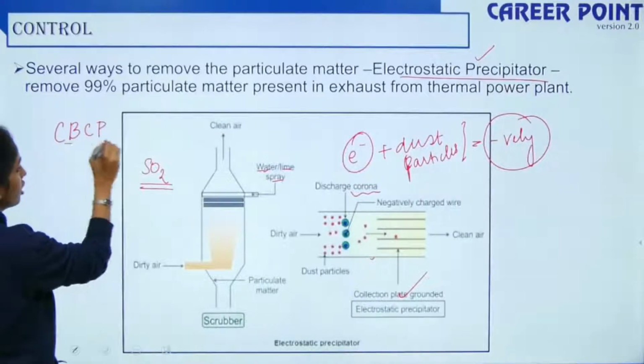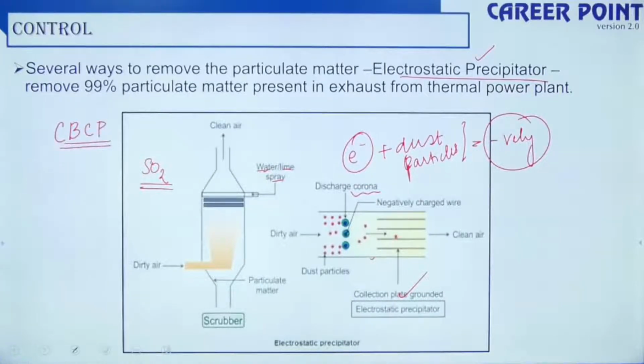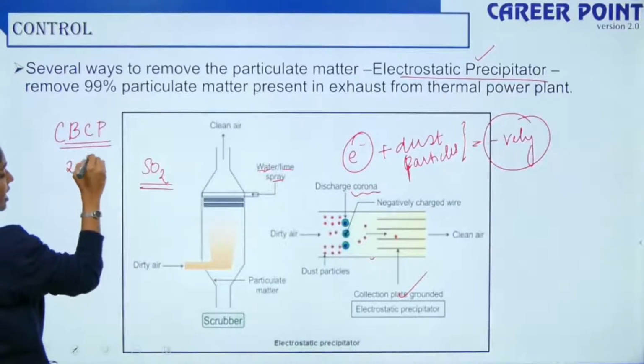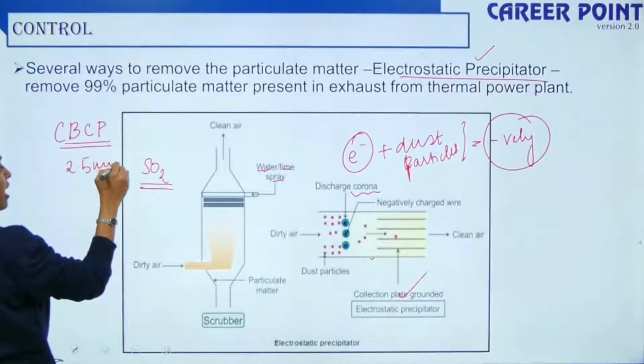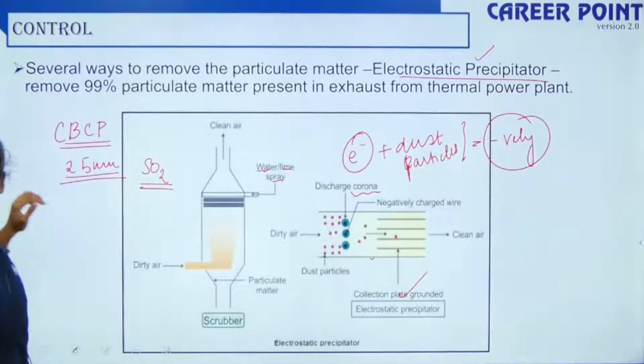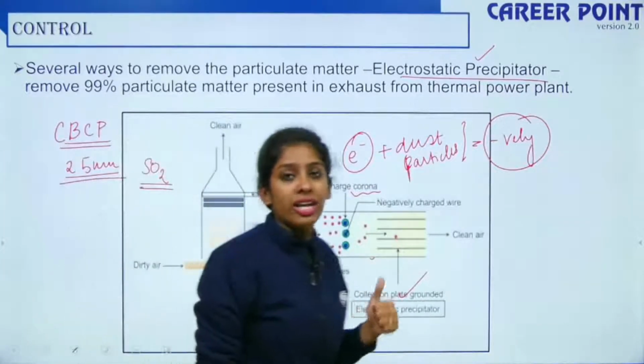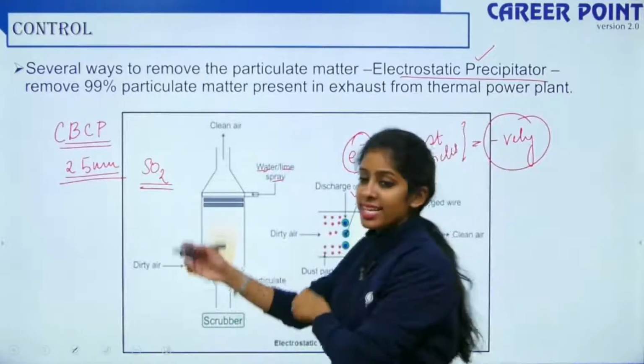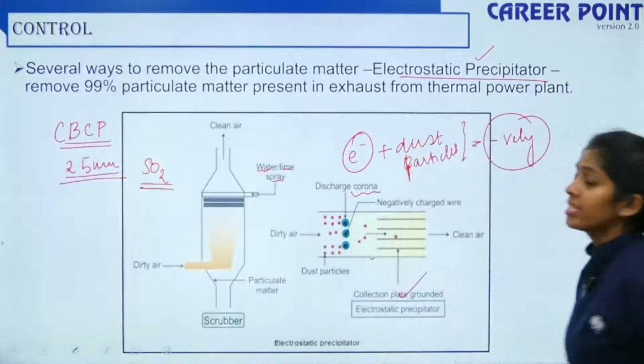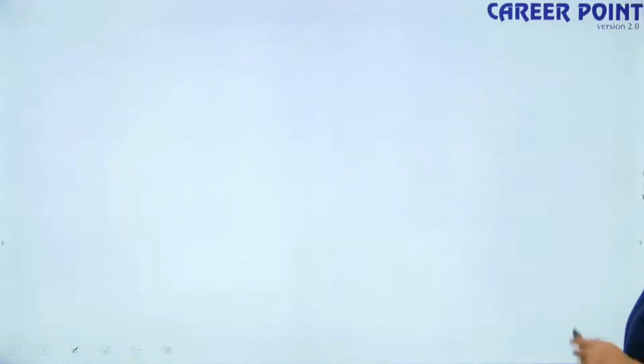Central Board of Pollution Control, CPCB. So what is the Central Board for Controlling Pollution, right? So this says particles which have a size of less than 2.5 micrometers are very, very harmful and they can cause chronic illness. All right? Yes. So please remember these points in your air pollution.